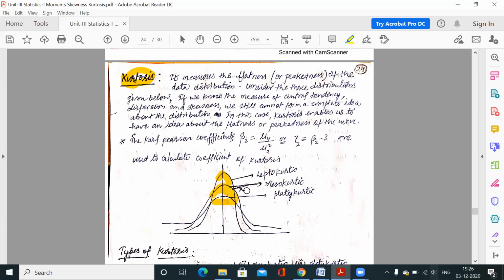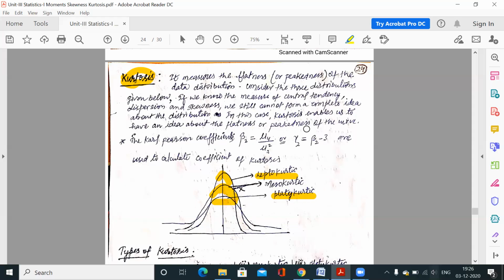So for kurtosis, we compare the distribution with the normal curve. If it is more peak, we say it is a leptokurtic curve, meaning kurtosis is positive. And if it is less peak, we say this is a platykurtic curve and the kurtosis is negative.